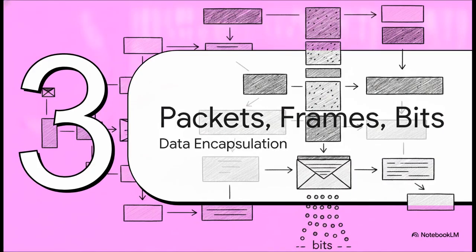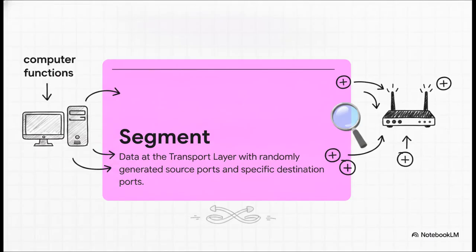Which brings us to section 3, packets, frames, and bits. Now, as that perfectly prepped data moves down the stack, the lingo actually changes. Down at layer 4, the data becomes a segment. This is where it gets handed off from your computer's software to the network's functions using specific port numbers. Think of ports like apartment numbers in a massive high-rise. If your computer is the building, port 80 ensures the segment gets delivered exactly to the web server application rather than getting lost in an email client.